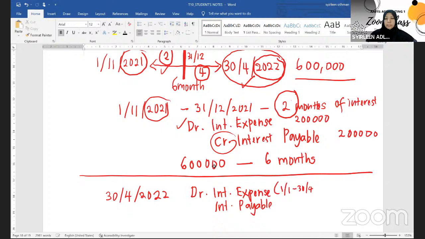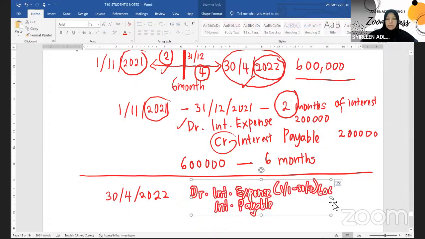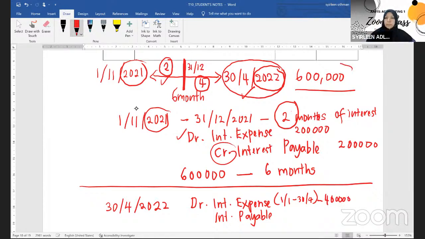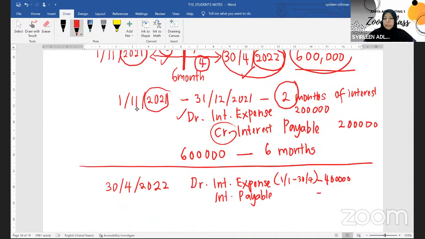That is 4 months. So here the amount is actually 400,000. Okay, so amount here is 400,000. Your interest is supposed to be 600,000, right? Betul. Sebab yang lagi 200,000 tu is actually from my interest payable. So samalah, kita still credit bank with the amount of 600,000.